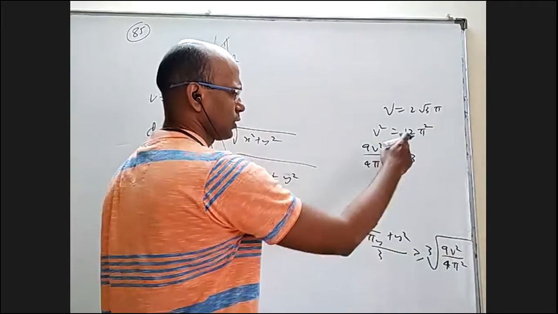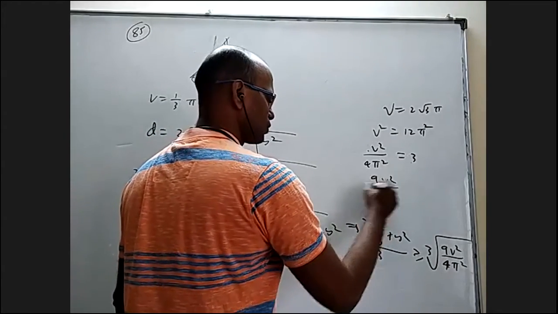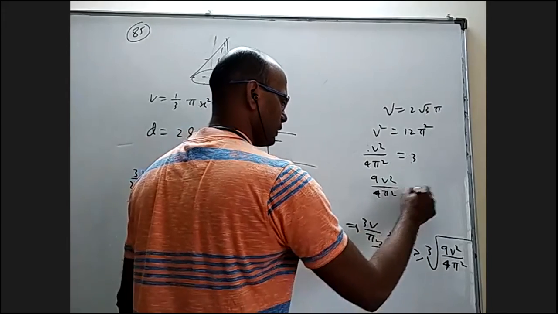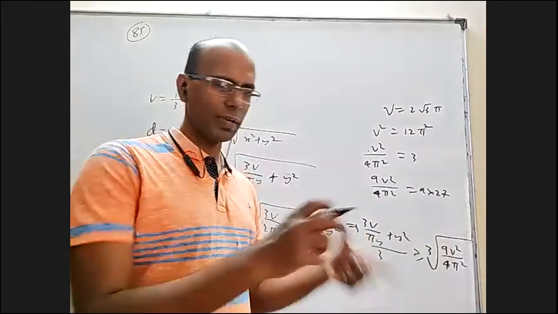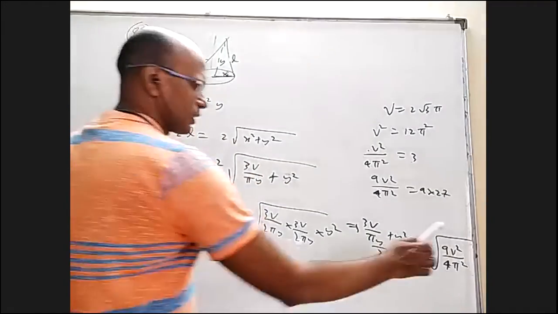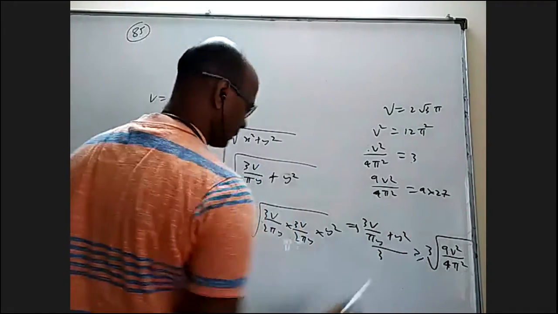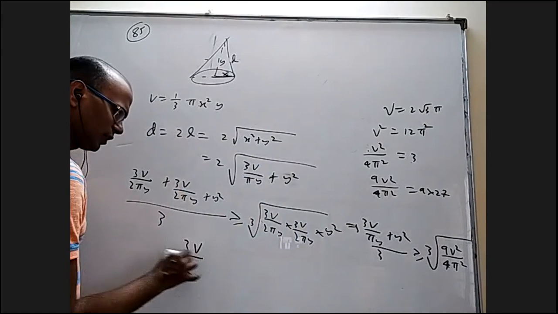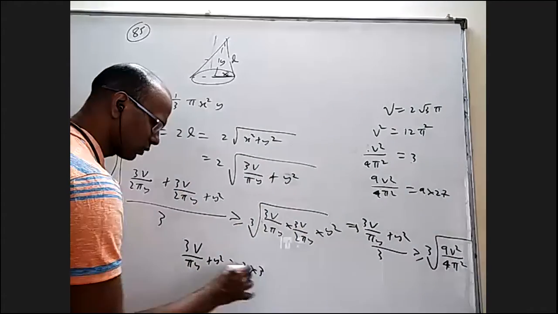No, v square by 4 pi square is 3. So 9v square by 4 pi square will be 9 into 3, 27. So they gave it in such a way that this cube root will come an integer, I guess. So this is coming 3 now. And this 3 will go there and it will become 9. So 3v by pi y plus y square is greater than or equal to 3 into 3.